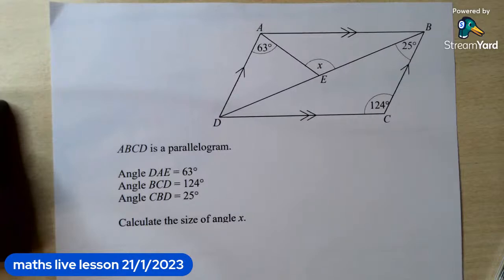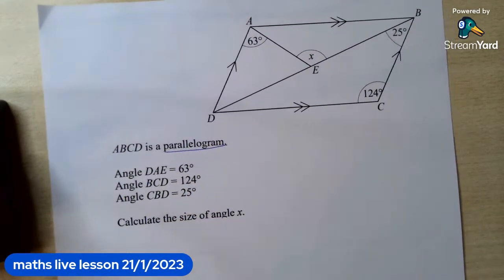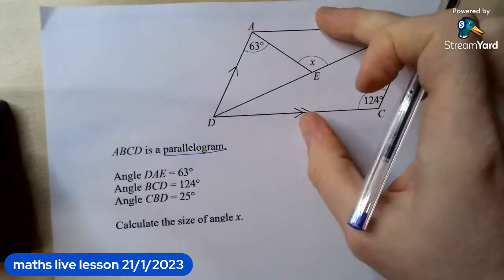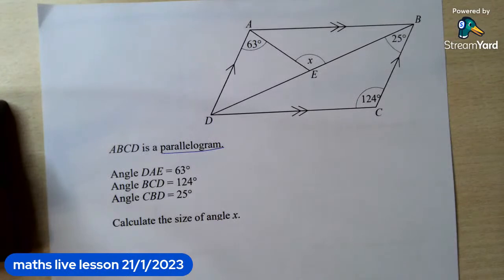ABCD is a parallelogram. Parallelogram means these sides are the same, okay? I'm just going to give you a second to read through that and think about it. I'm going to answer in about 10 seconds.